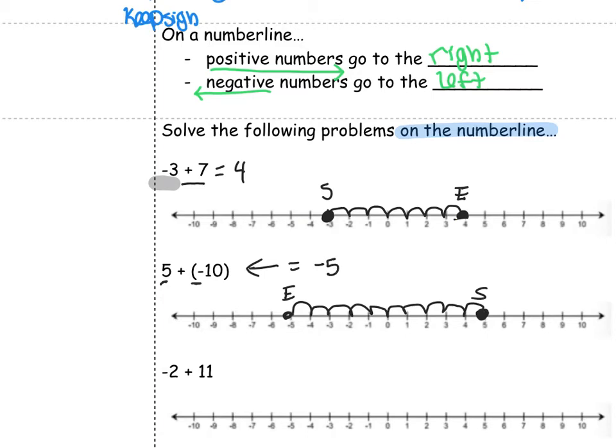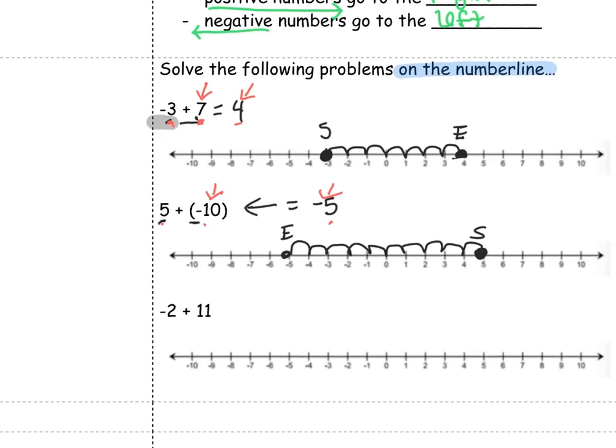So I want you to look at the numbers here and see if you can see a pattern. If you started with a 3 and a 7, ignoring the signs, my answer was 4. If we ended up with a 5 and a 10, my answer was 5. Here, the greater number was positive, and my answer was positive. Here, the greater number was negative, and my answer is negative.